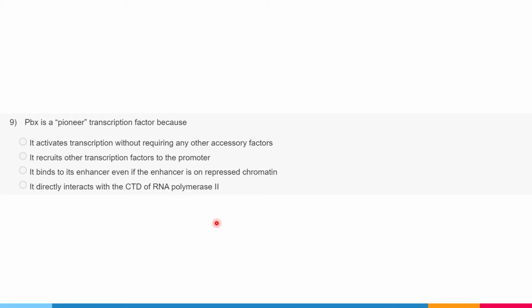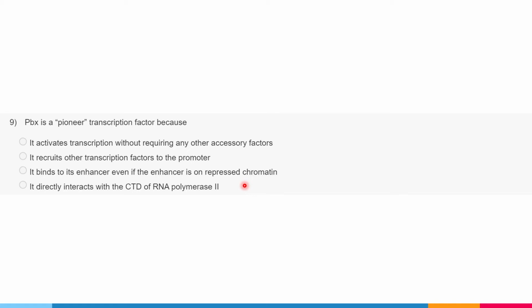Next we look into what is known as pioneer transcription factors. PBX is a pioneer transcription factor because, the four options are: it activates transcription without requiring any other accessory factors; it recruits other transcription factors to the promoter; it binds to its enhancer even if the enhancer is on repressed chromatin; and it directly interacts with the C-terminal domain of RNA pol 2. So why PBX is a pioneer transcription factor is being asked. And we have four options. Anyone wants to try?